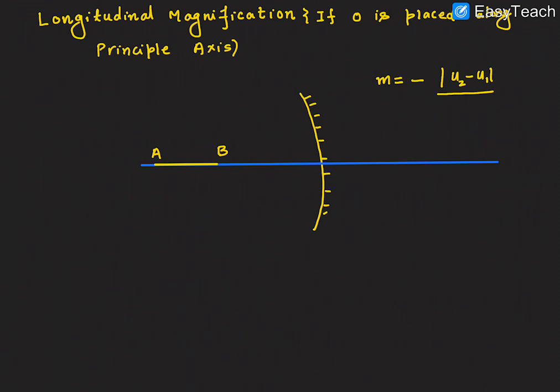Sorry, this is not u2 minus u1, this is your v2 minus v1, right, divided by u2 minus u1, या फिर आप कह सकते हो minus of length of image divided by length of object.